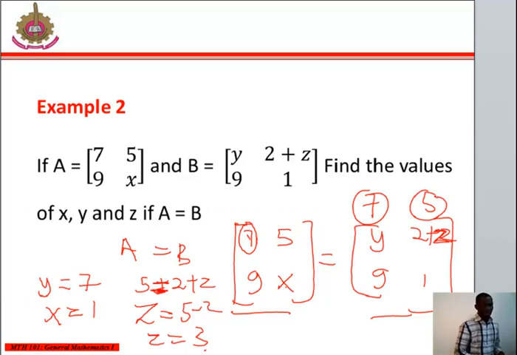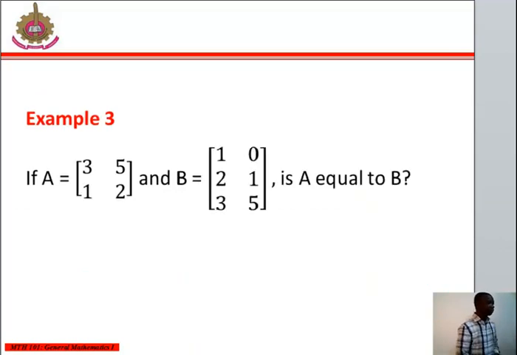They have the same number of elements and the same number of rows and columns.